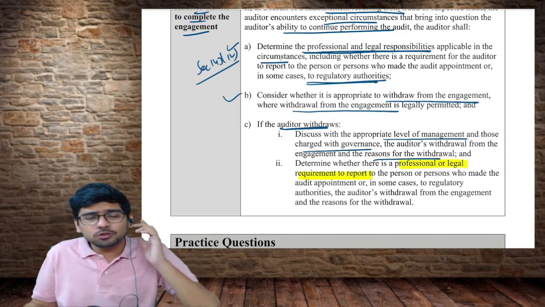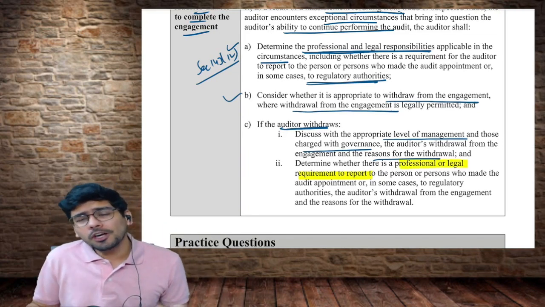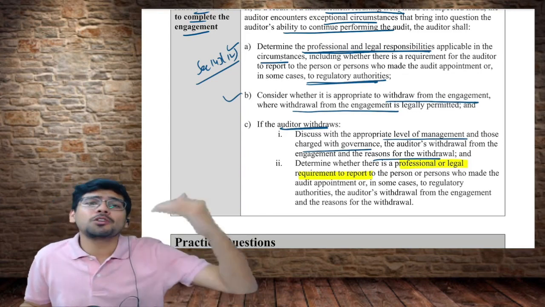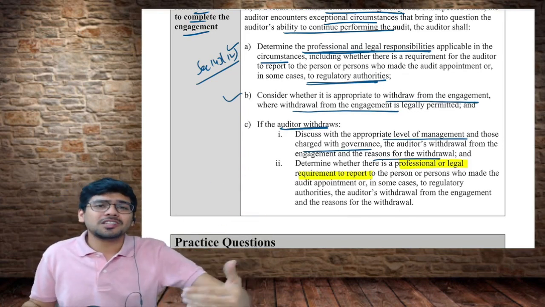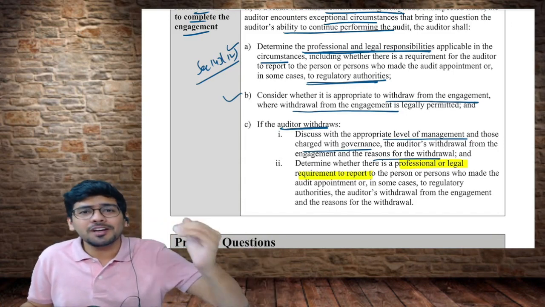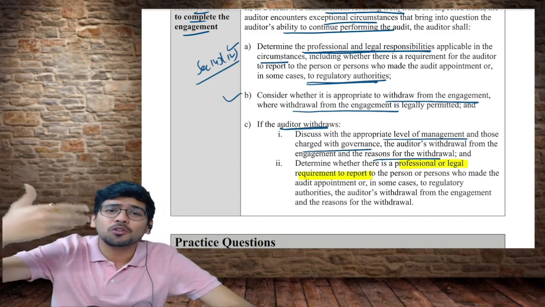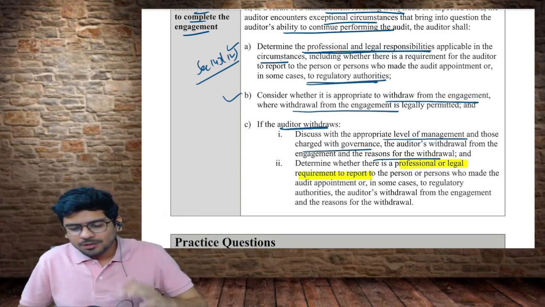So once you are leaving, once you are resigning from the work, you need to again see whether on resignation you need to report. In India also, on resignation you need to report to the MCA in form ADT 3, and when we report, we obviously state the reasons why you are resigning. So this is the point that you have to cover.